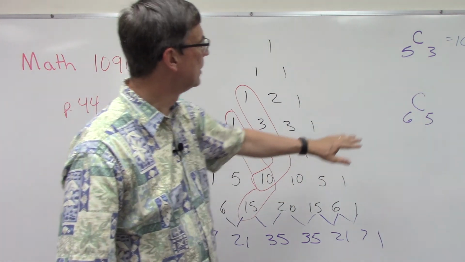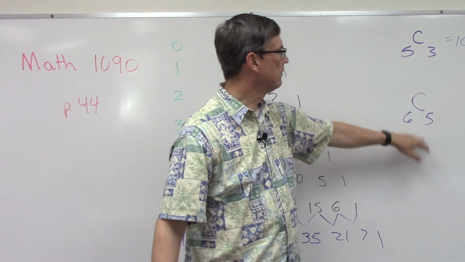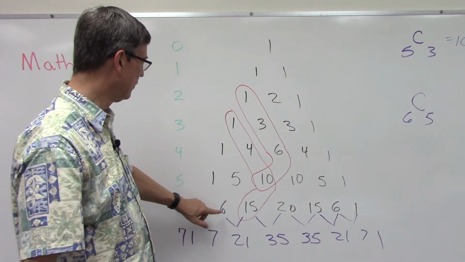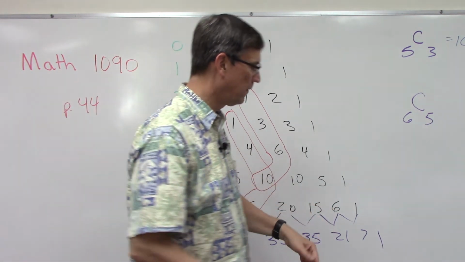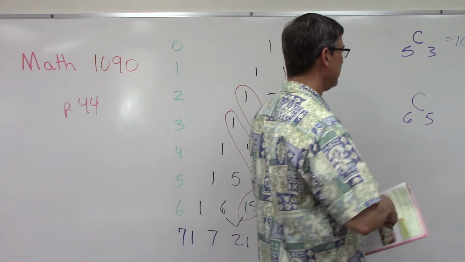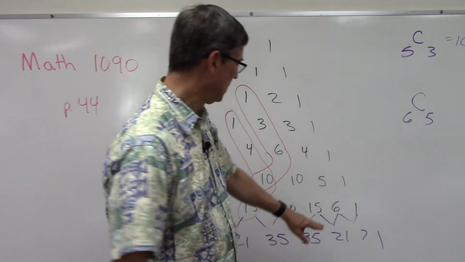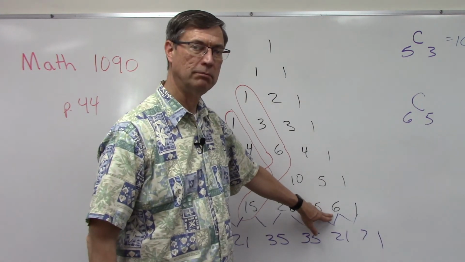All right, let's do this one. 6, taking 5 at a time. So that means we're going to take the 6th row, we don't count this, and we count over 1, 2, 3, 4, 5. Okay, so the answer should be right there.